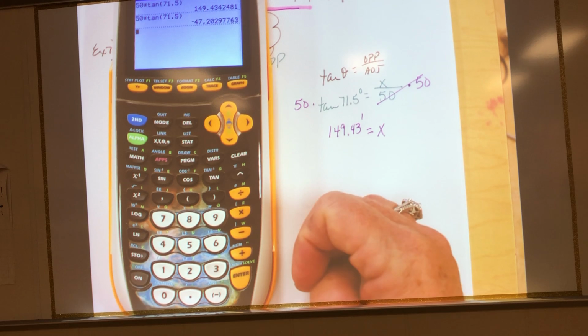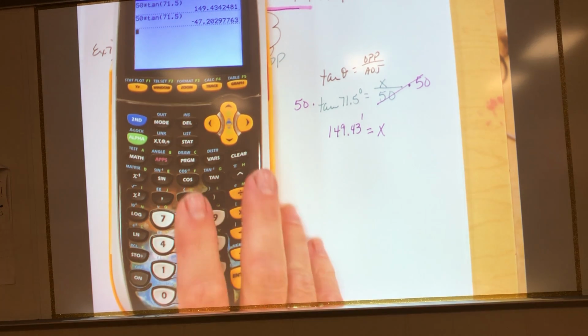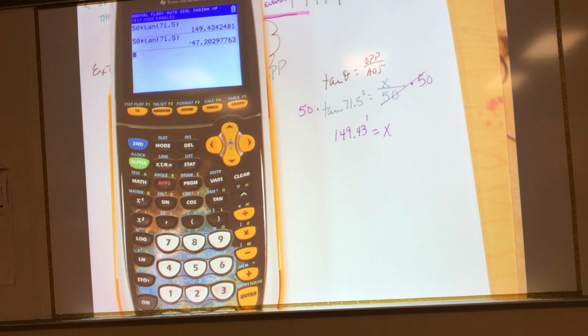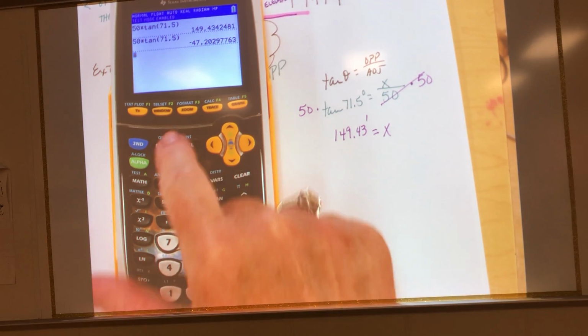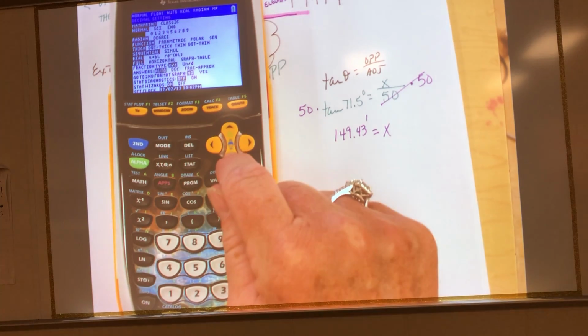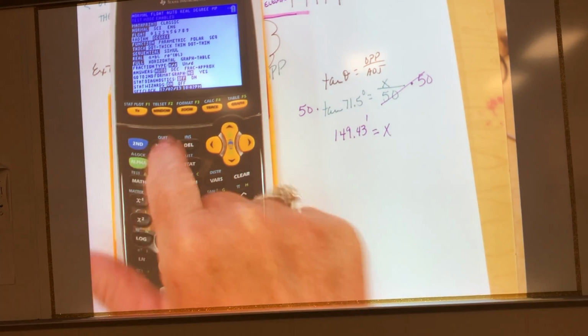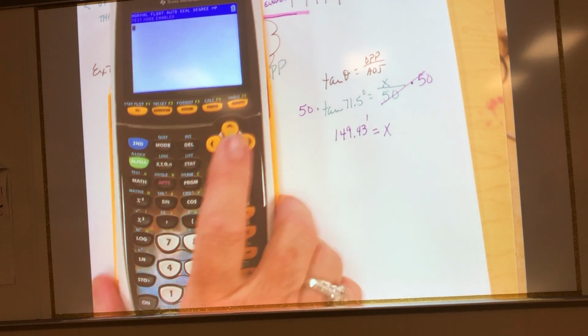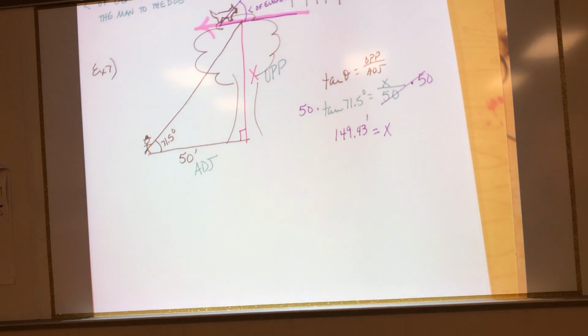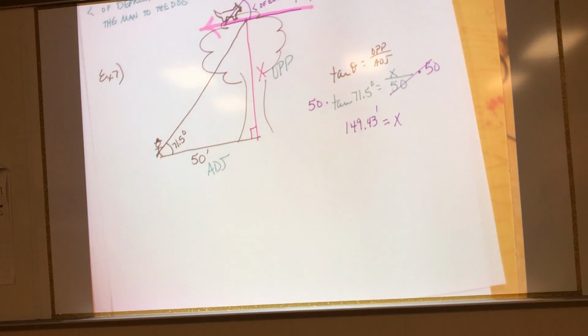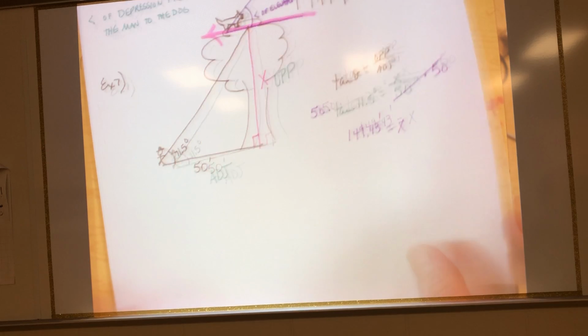Look at my answer. Is that reasonable? What does that tree look like? Probably one around here, right? Negative 47.20. No, that's crazy. Then you go, oh man, I must have forgot to put that thing in degrees. All right, anybody got a question? Okay, let's move on. All right, here's our next problem. We got 2 more and then we're done.